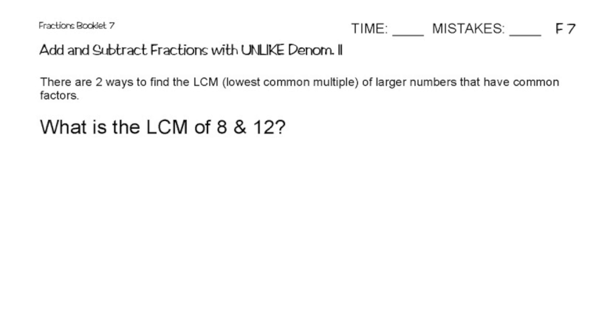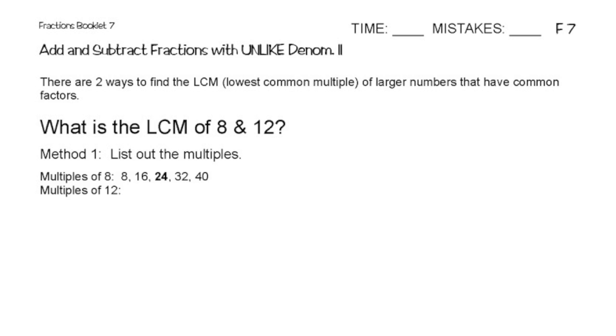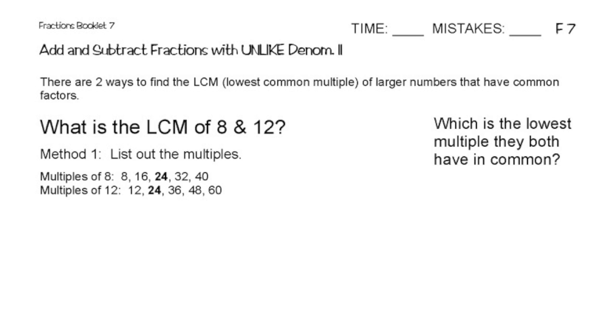So there are two ways to find the LCM, or the lowest common multiple, of larger numbers that have common factors. For example, what is the LCM of 8 and 12? Well, the first method is to list out the multiples. The multiples of 8 are going to be 8, 16, 24, 32, 40, 48, etc. The multiples of 12 are going to be 12, 24, 36, 48, 60, moving on. The first one I see that they have in common is 24. So in this case, the lowest common multiple is 24.